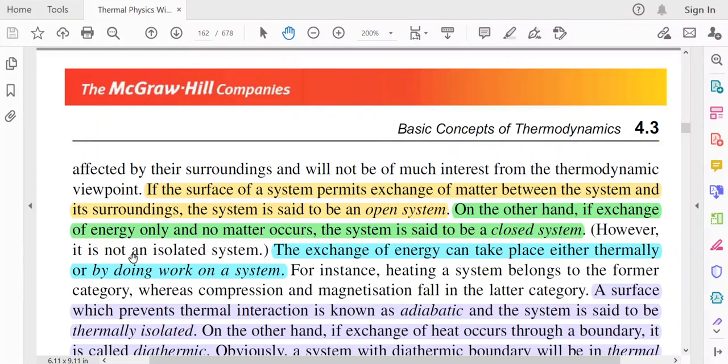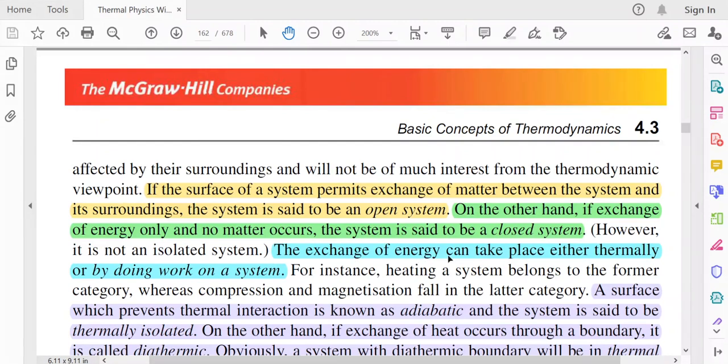However, a closed system is not an isolated system, because in an isolated system there is no exchange of energy and matter, but in a closed system exchange of energy occurs, but there is no exchange of matter. So this is the difference between a closed system and an isolated system.